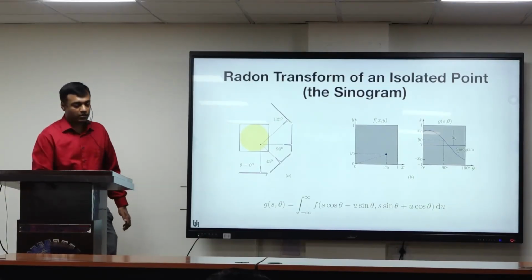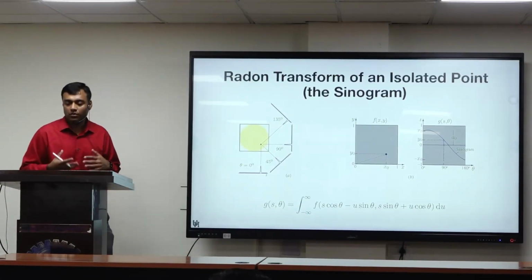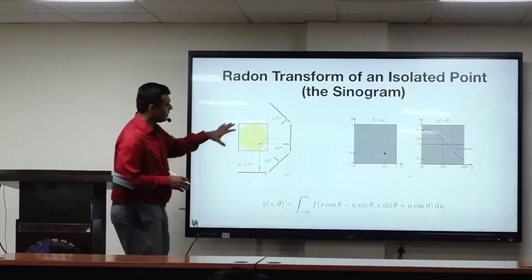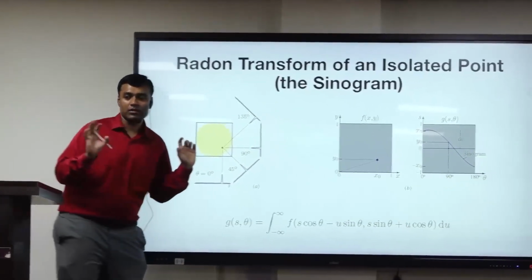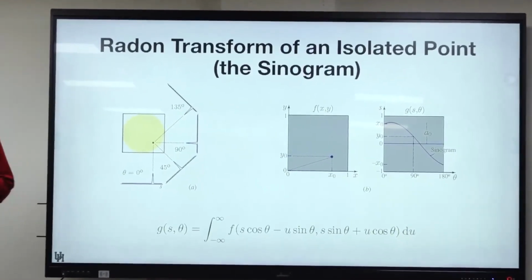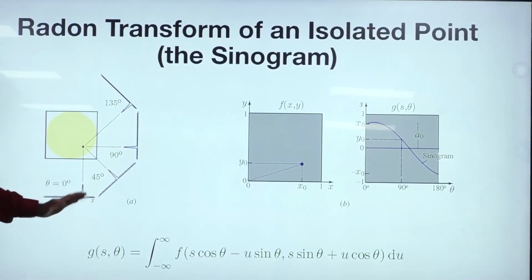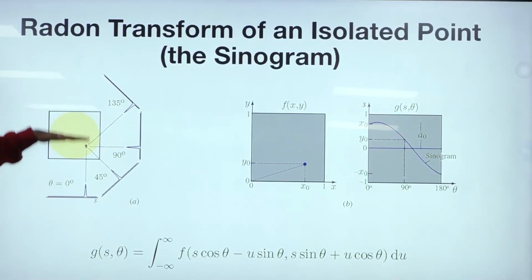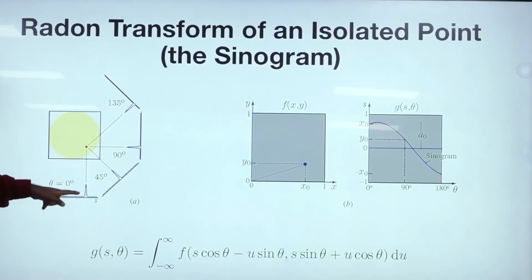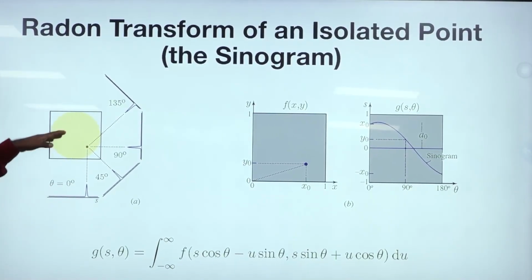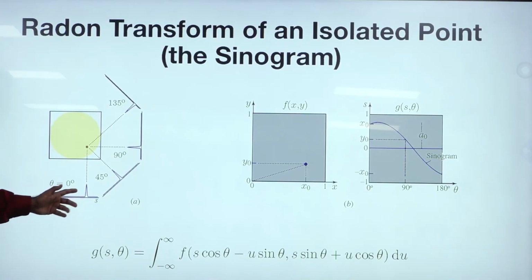To give you an intuitive feel for what the data would look like, let's say the object is just one point, one dot somewhere inside the sample. Let's call this the 0 degree angle. If you project along this direction, there will be a peak here, and the rest of the data, assume minimal absorption, so it is 0, and then the small peak at this location. So if you look at the data, it looks something like this.